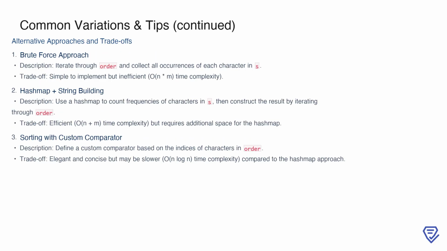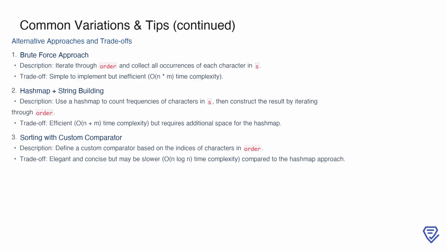There are also alternative approaches to solving this problem, each with its own trade-offs. The brute force approach involves iterating through order and collecting all occurrences of each character in S. While this method is straightforward to implement, it's inefficient, with a time complexity of O(n*m). A more efficient approach uses a hash map to count frequencies of characters in S, followed by constructing the result based on order. This achieves O(n + m) time complexity but requires additional space for the hash map.